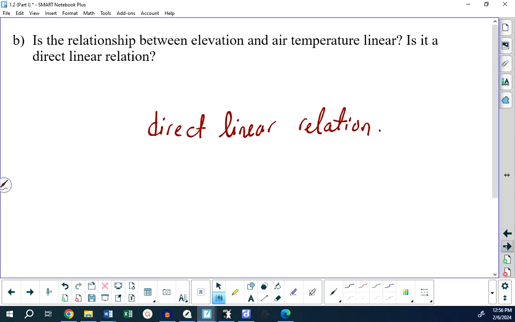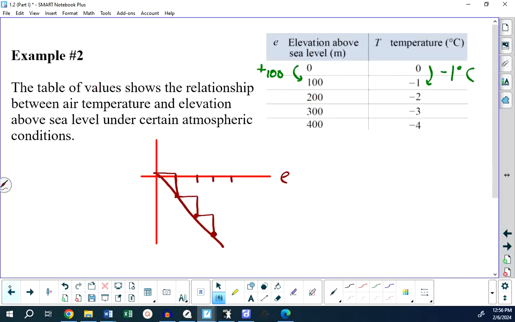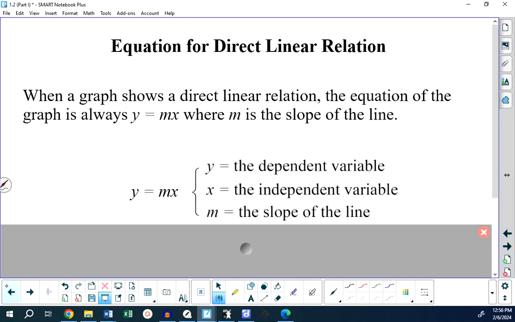So is the relation linear? Yes. Is it direct? Yes. It is a direct linear relation. Okay, just a second here. We just finished saying that for direct linear relations, the equation is y equals slope times x. This is a direct linear relation.